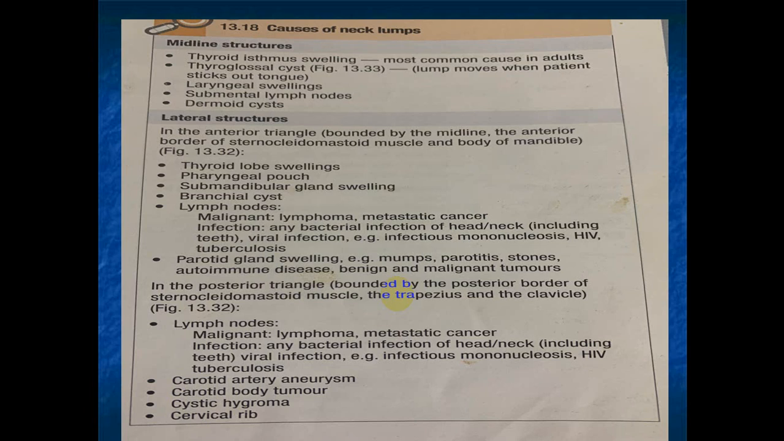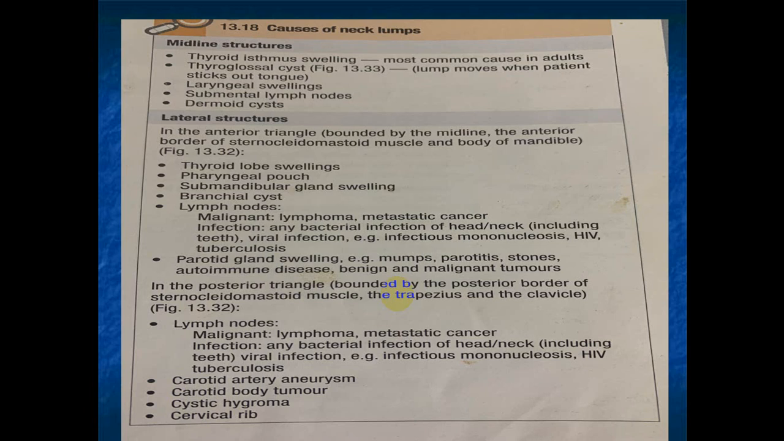So the differential diagnosis of a neck mass is divided according to whether the mass is a midline or lateral neck mass. If the mass is midline, we should consider number 1, thyroid isthmus swelling, which is the most common in adults. Then thyroglossal cyst, a lump moving when the patient sticks out the tongue, laryngeal swelling, segmental lymph nodes, and then dermoid cyst.